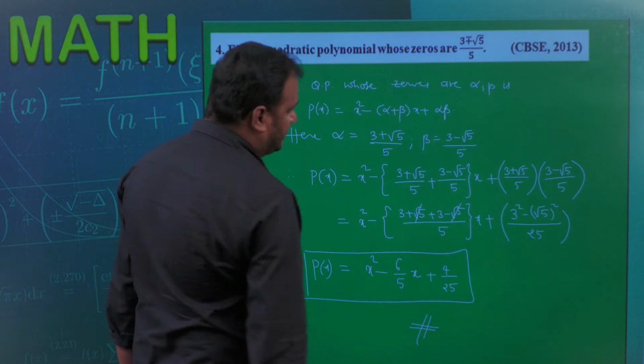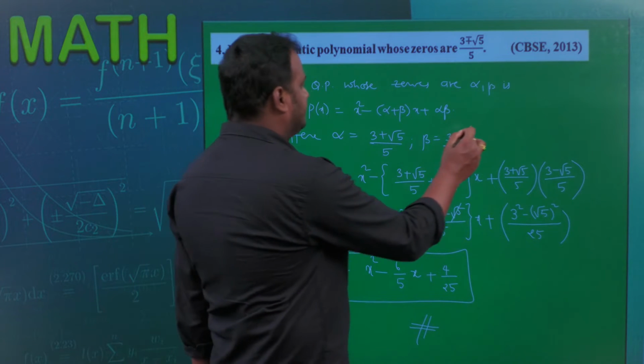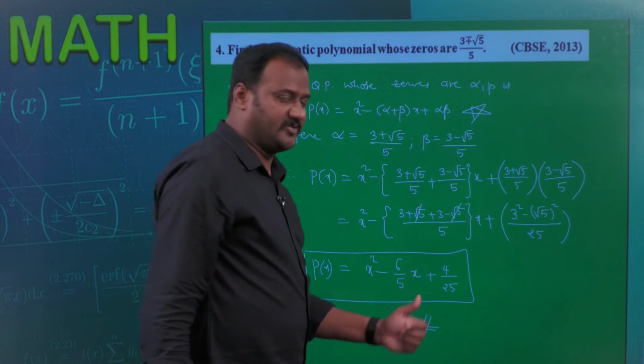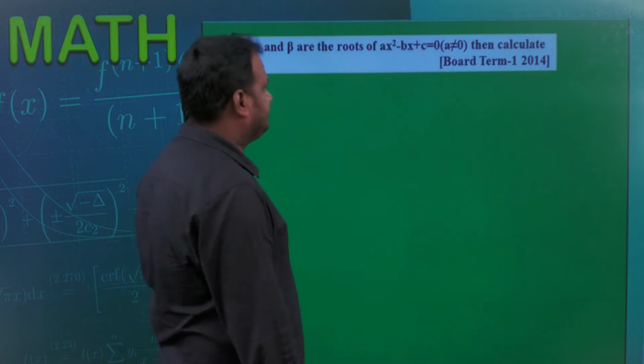Hope you understand how to get the polynomial when two zeros are given. Just remember this formula and substitute the values. Then automatically you will approach the solution. So moving on to the next problem here.